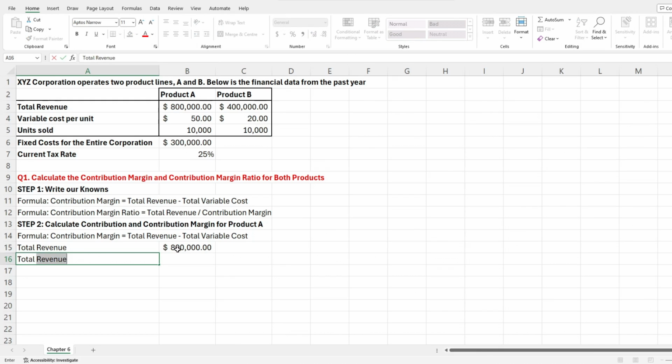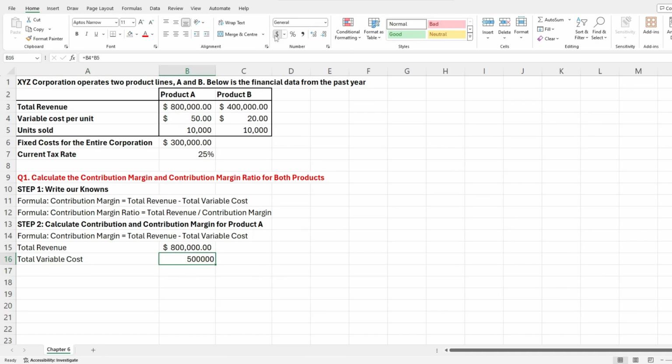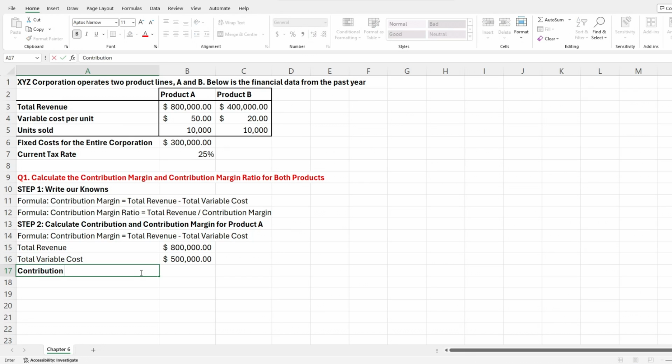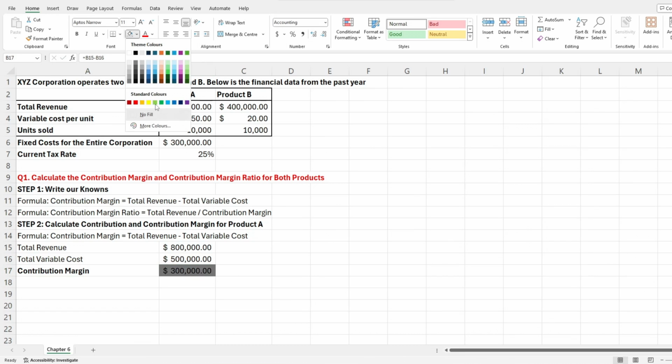And then total variable cost is the next thing I need for my formula. So here they're only giving us a variable cost per unit. So what I do is $50 cost per unit times the amount of units, so 10,000. So that should give me 500,000. So then my contribution margin is equal to 800 minus 500. That's 300,000. Put that in green.